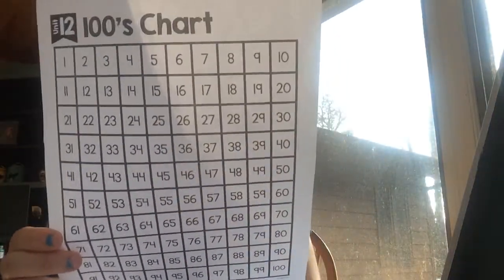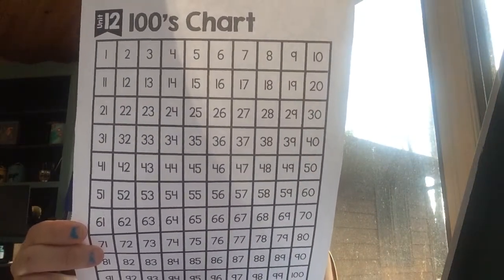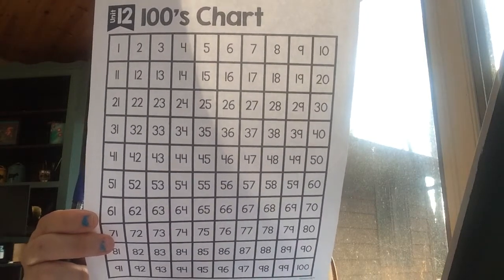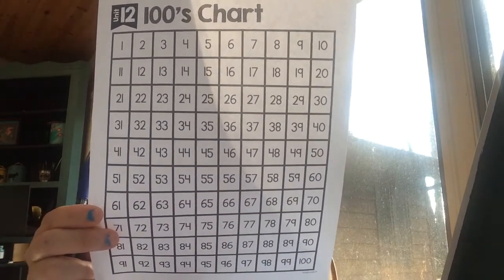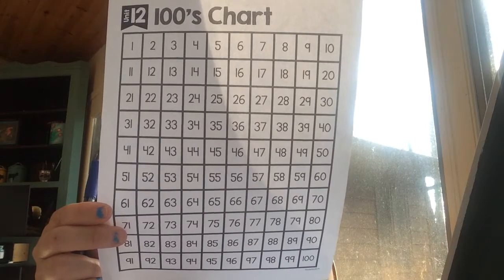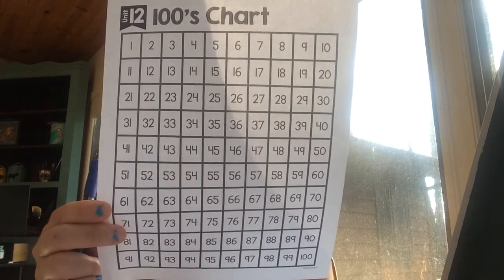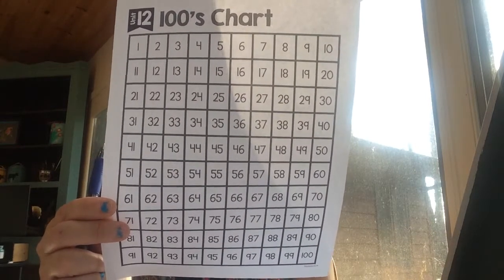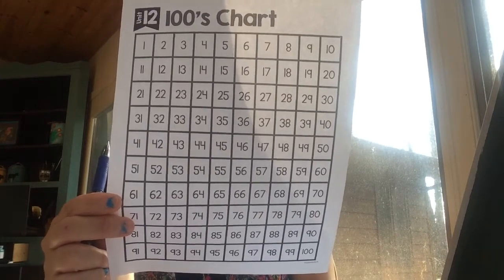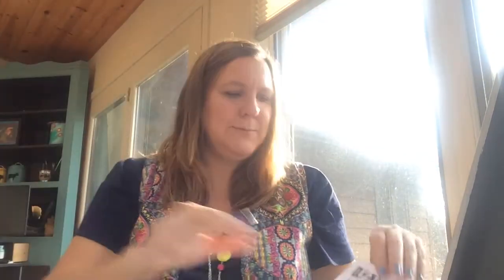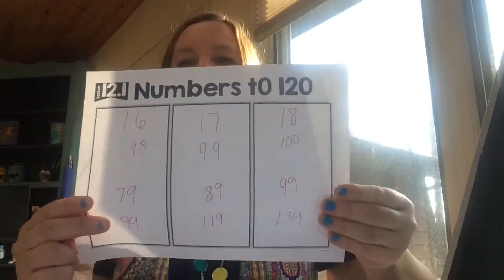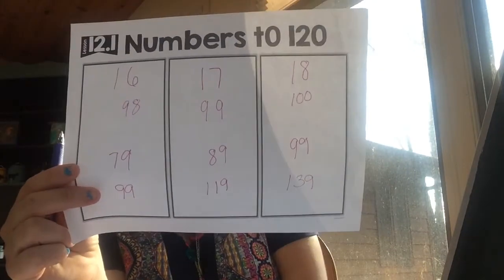Now look on here and count by twos. 2, 4, 6, 8, 10, 12, 14, 16, 18, 20, 22, 24, 26, 28, 30. Awesome, first graders. Let's look at this. We did this way long ago. These were our numbers to 120.